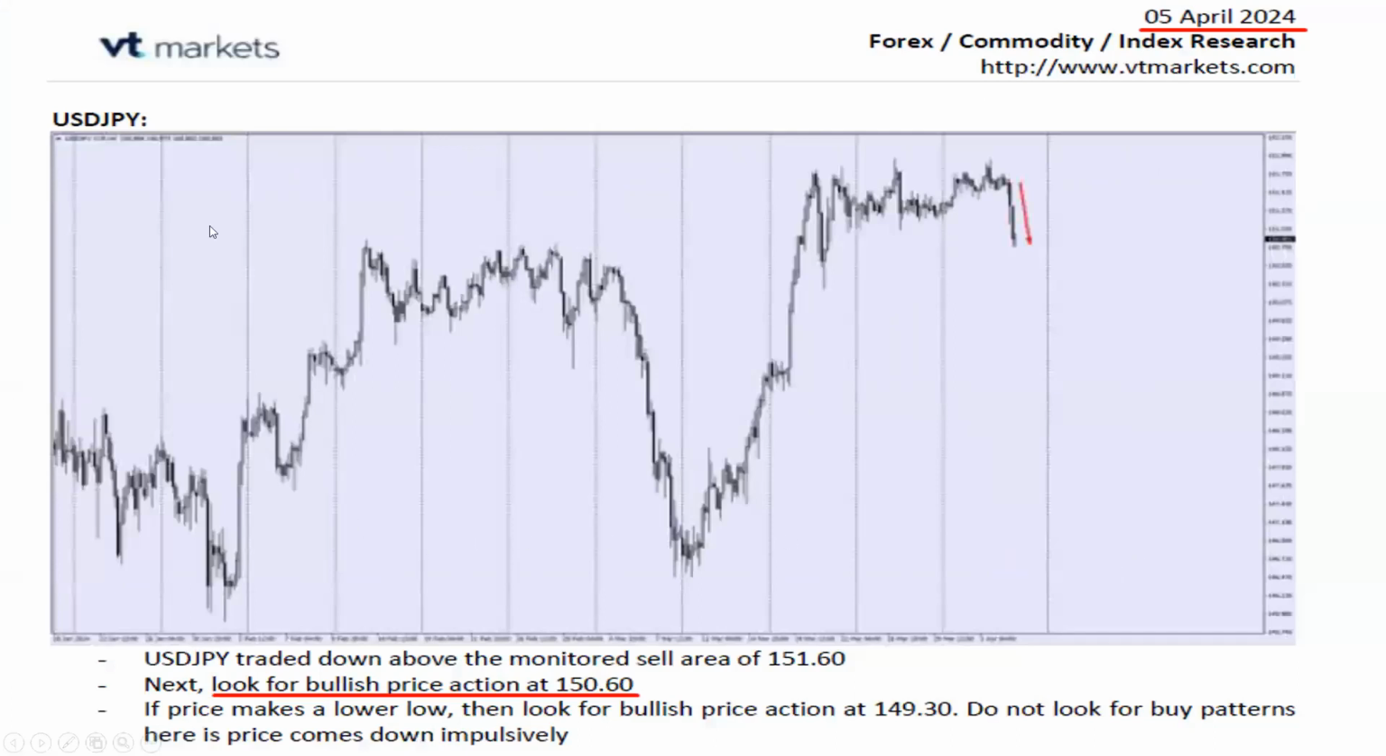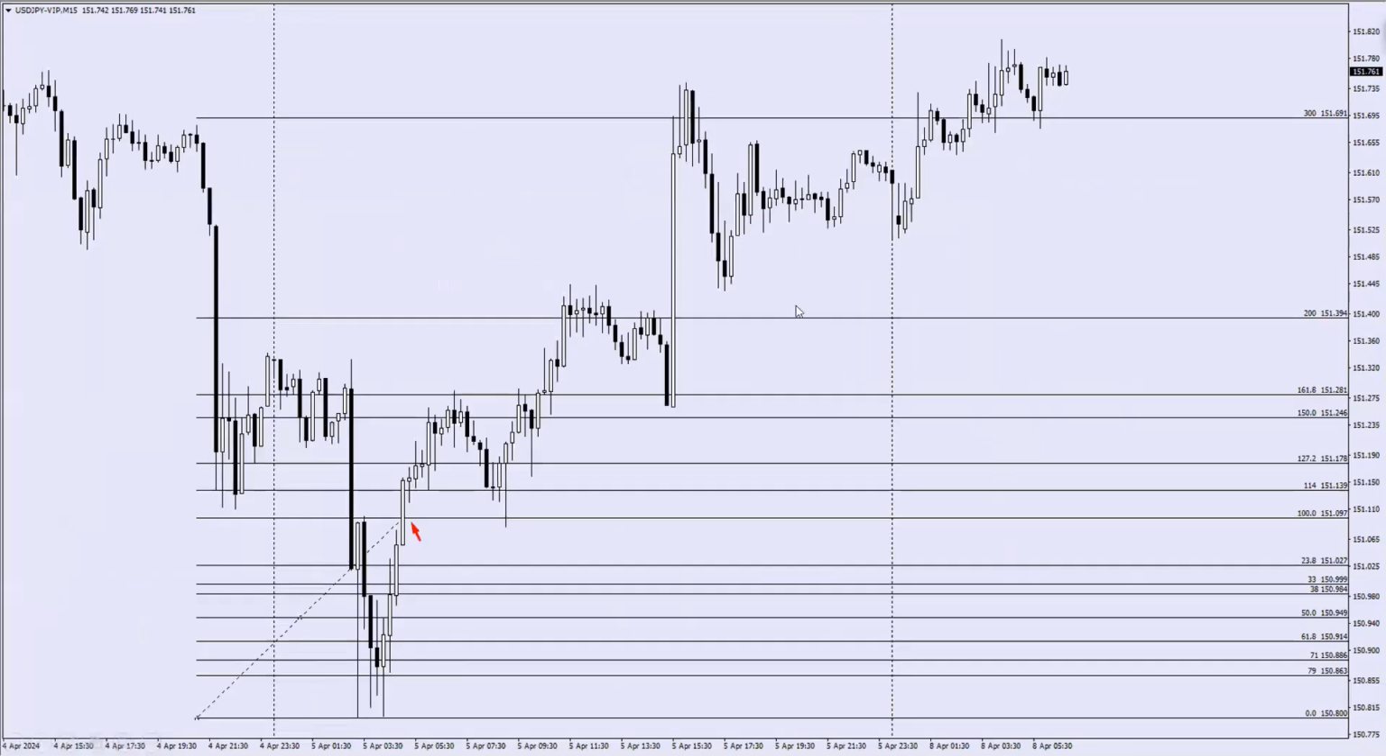Then next you have the dollar yen. I was saying to look for bullish price action at 150.60. Remember that potential push down and then go up. That was the report on the 5th of April. There you go. Now this one you really need to see.